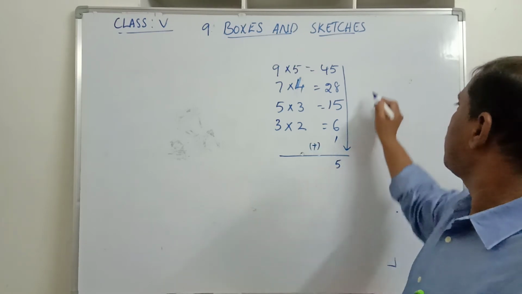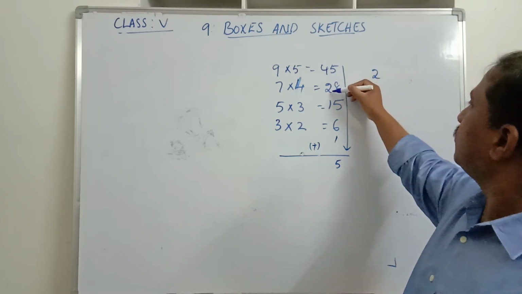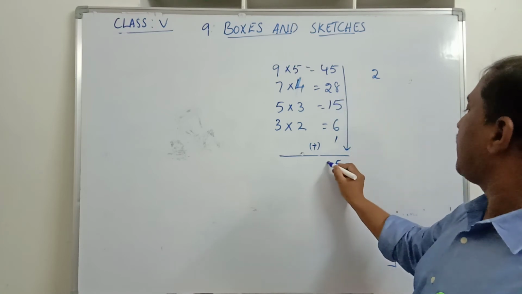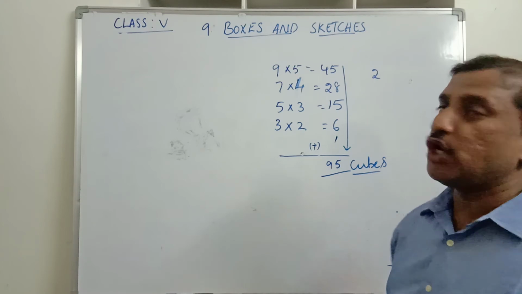25. 5 is right, and here it is 2. So 2 plus 4 is 6. 6 plus 2 is 8. 8 plus 1 is 9. So how many cubes do we require? It is 95 cubes we require.